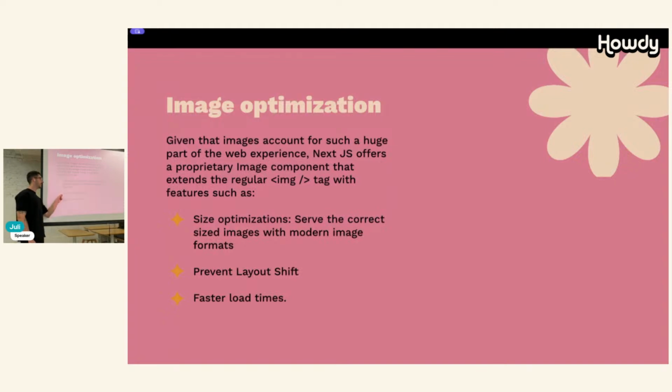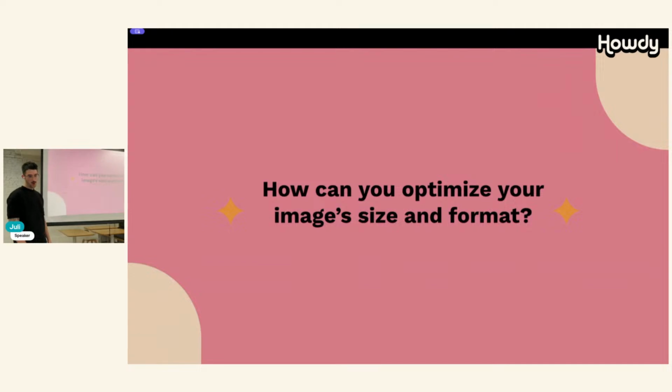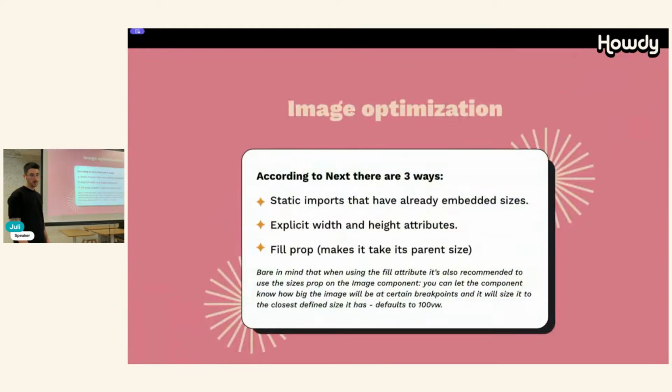We're going to prevent layout shift. This is basically when you come into a site, and while the site loads, everything shifts. It's really annoying. You want to click here, then the content is shifted down. Your button is down here. It's really annoying. It's not good for the user, and we're going to get faster load times. So how can we optimize the image's size and format? Well, Next.js automatically optimizes the format. It serves WebP or AVIF formats, which are more web-centric and better for web performance.